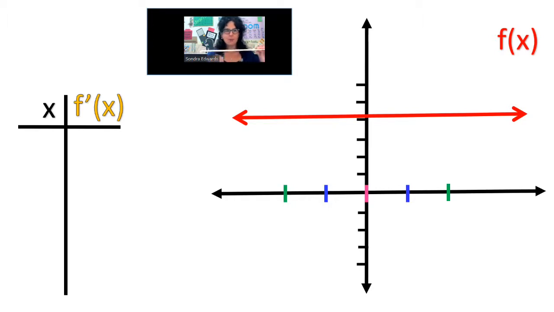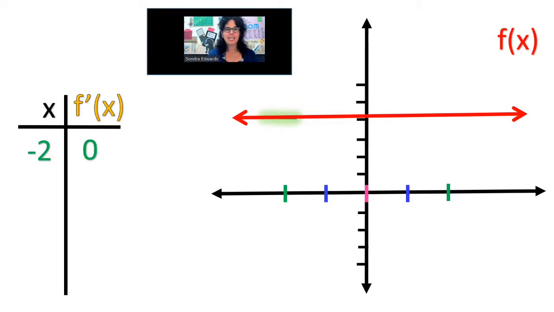So if we go to -2, instead of saying slope of the tangent to f of x, to make it simpler, I'm just going to say, what's the slope at -2? Well, what is the slope right there? The slope is 0.